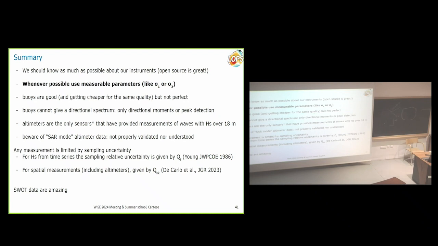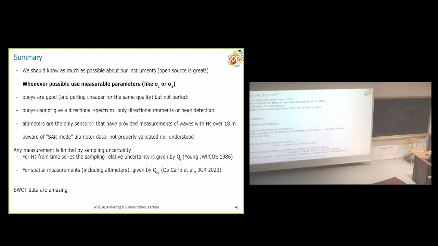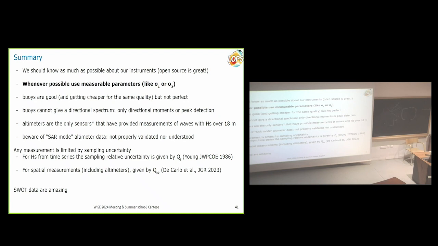Buoys are good and getting cheaper, but they're not perfect, so you have to be careful about that. Altimeters are amazing things. They're the only sensors that provide what I think are reliable measurements with very large wave heights. And beware of the DDA SAR mode data because they are not properly validated nor understood, and that's something we're fighting with as part of the Sea State CCI project, how to actually reconcile the new data which is not properly defined.